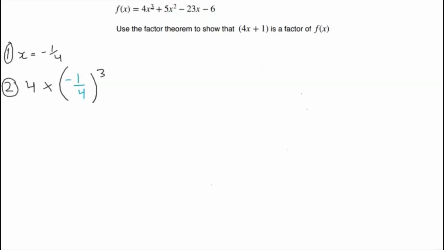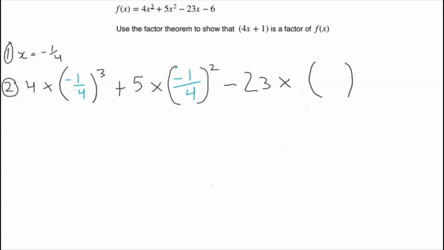And then the next one is 5x squared, so it would be plus 5 times minus 1 over 4, squared. And then minus 23 times minus a quarter, 1 over 4. And that's it. And then minus 6 as well, actually, minus 6.